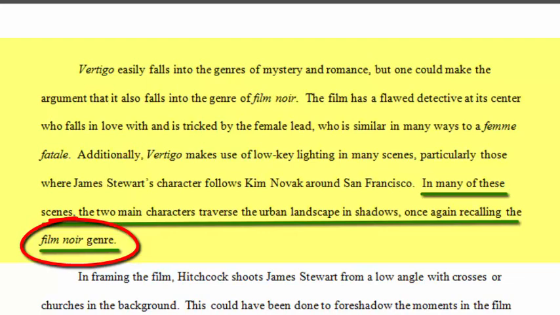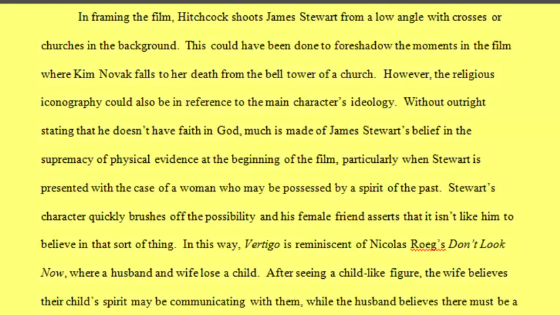In framing the film, this is how Hitchcock sets up the shots. Hitchcock shoots James Stewart from a low angle with crosses or churches in the background. This could have been done to foreshadow the moment in the film where Kim Novak falls to her death from the bell tower of a church.